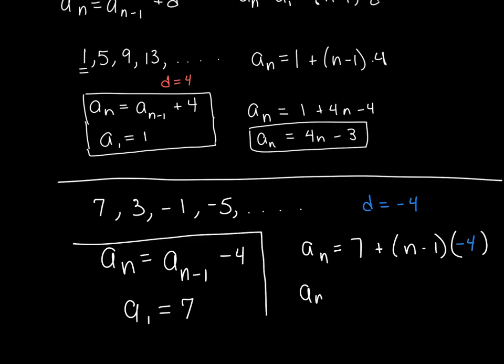So for my explicit formula, I have 7 plus, when I distribute that -4 to both of those pieces, just watch your signs, because that becomes -4n plus 4. So my explicit formula is -4n plus 11.